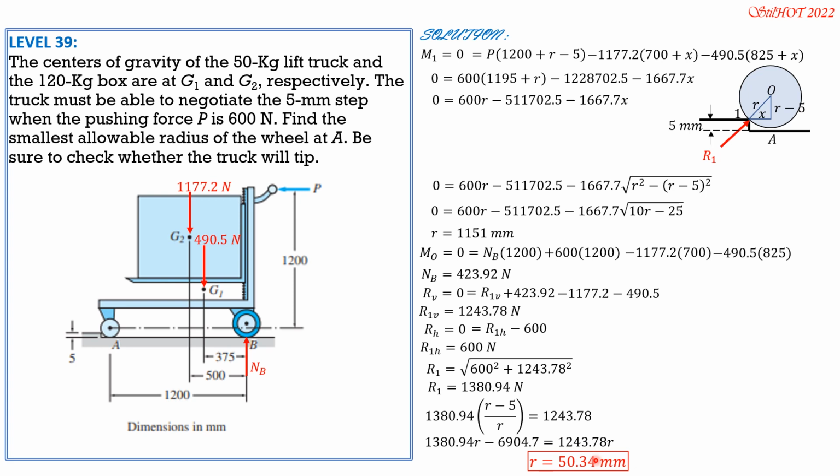The answer is the same if instead you equate the horizontal component of R1 to 600. R1 horizontal is 1380.94 times x over r, equal to 600, and replace x by the square root of 10r minus 25. You will arrive at the same answer.